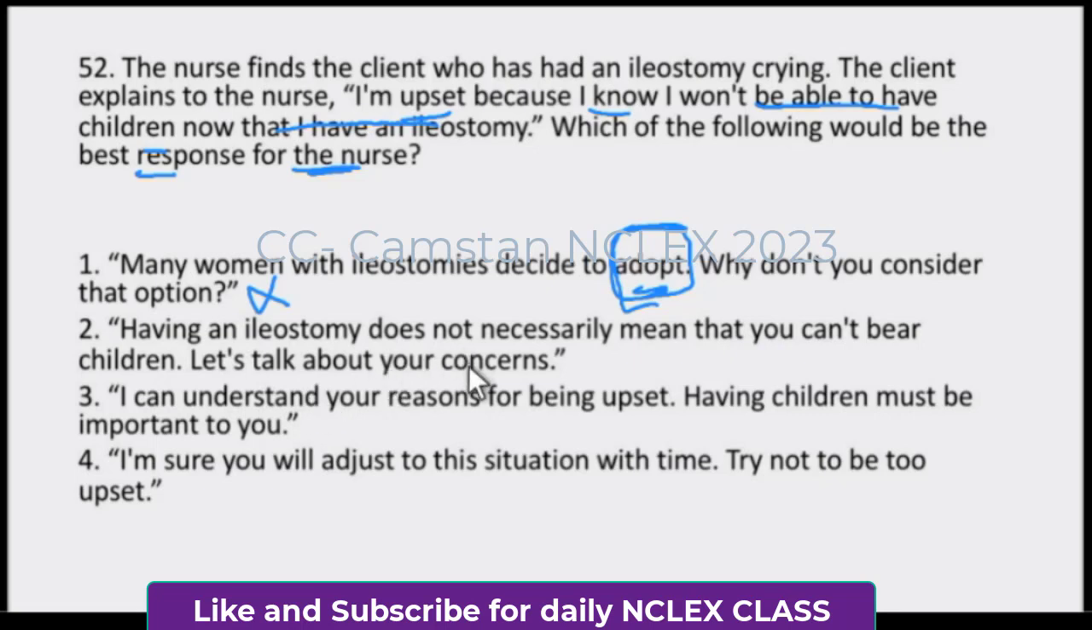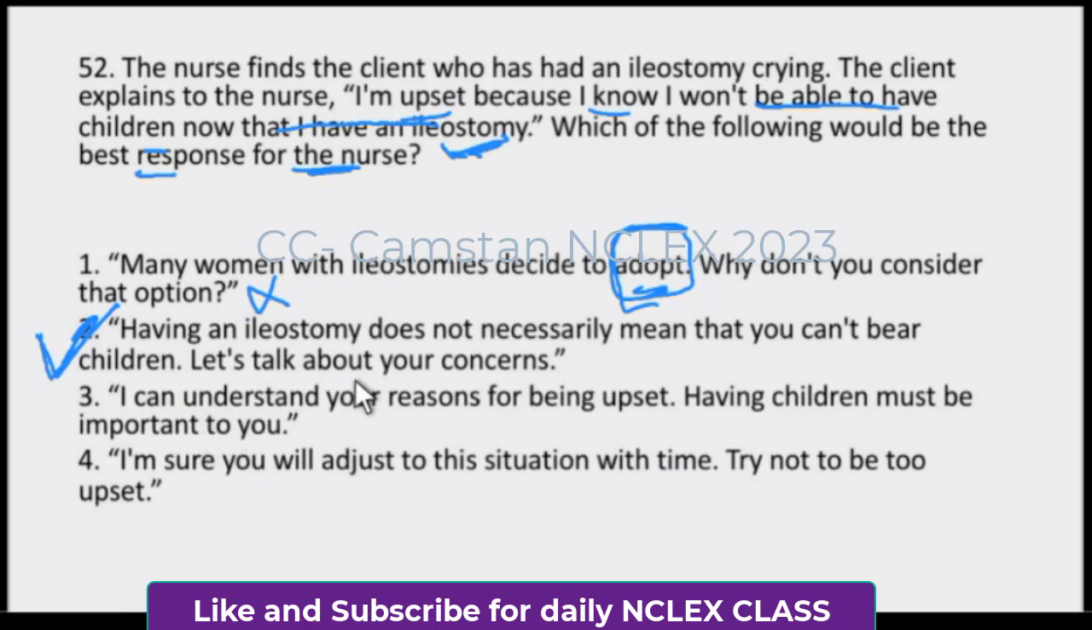Let's talk about your concerns, right? So this is the correct option so far. After having an ileostomy, it is recommended that the number of pregnancies be limited, but it is not written anywhere that you can't have children. So women of childbearing age should be encouraged to discuss their concerns with their physician. So this second option is correct.